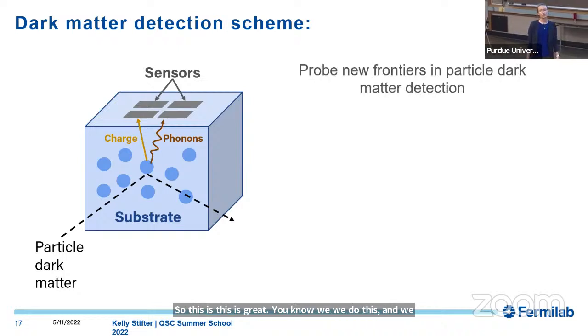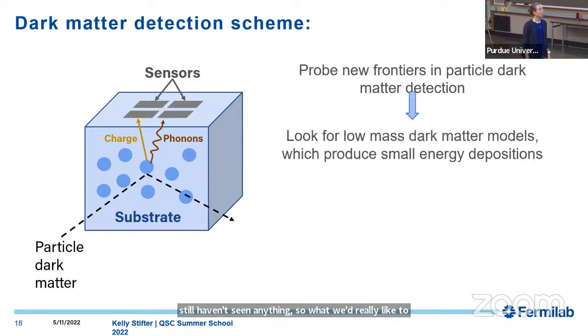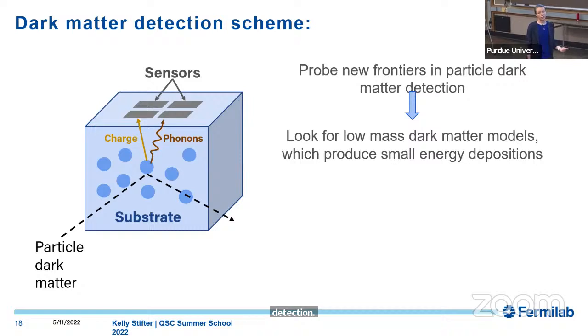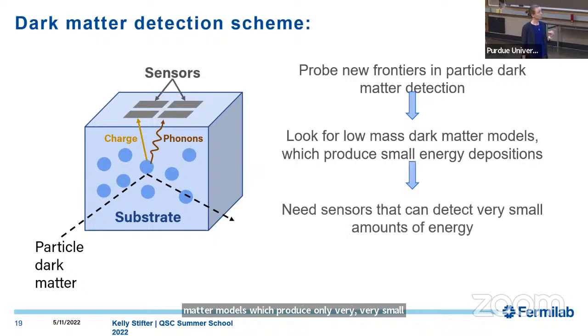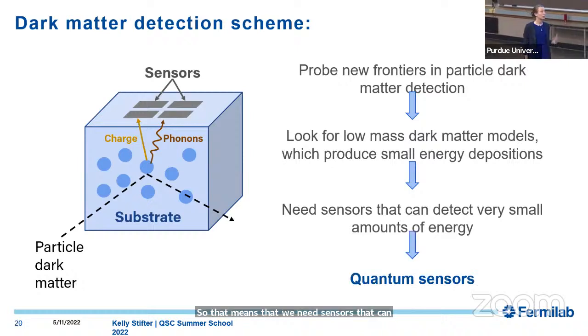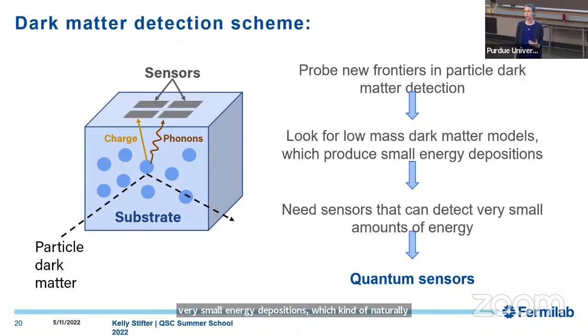So what we'd really like to be able to do is push the boundaries of dark matter detection. And so right now, that means looking for low mass dark matter models, which produce only very, very small energy depositions in our substrate. So that means that we need sensors that can detect these very small energy depositions, which kind of naturally leads us to this world of quantum sensors, which are capable of doing such a thing.